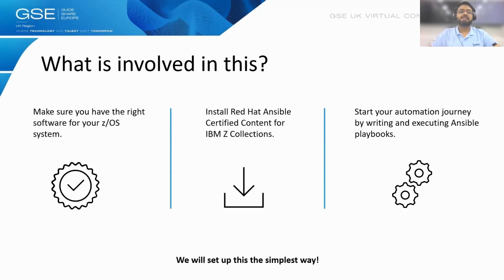Now we'll see what is involved. The very fundamental things that we need to start with this automation is the right software for your zOS system to connect with. Then we have to have the Red Hat Ansible Certified Content for IBM Z collection. I will come to that part, what is meant by collections and how Ansible is linked to that. And then we'll also see writing and executing playbooks, which is an Ansible concept. So we'll also look into that.